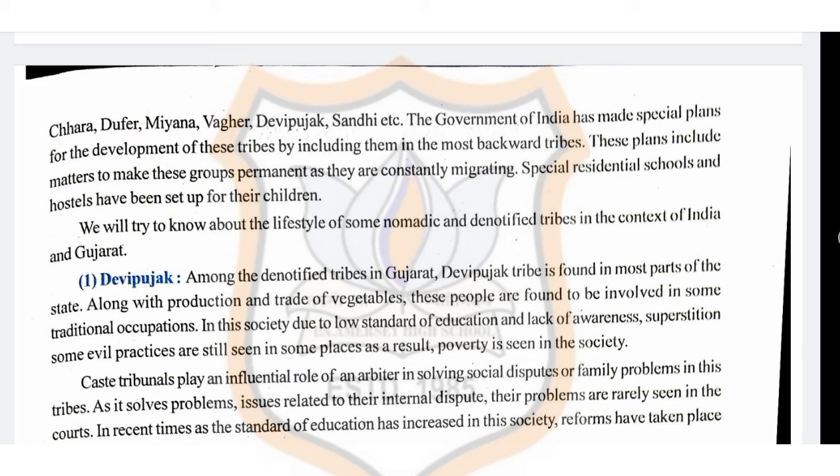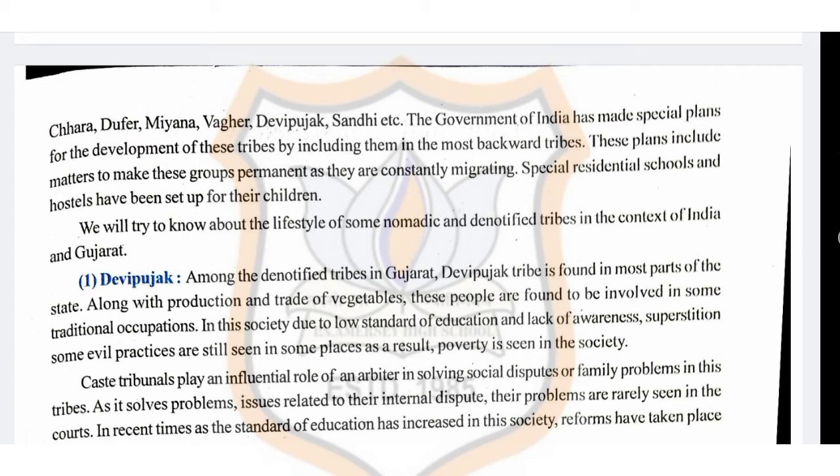The Government of India has made special plans for the development of these tribes by including them in the most backward tribes. These plans include measures to make these groups settle permanently, as they are constantly migrating. Special residential schools and hostels have been set up for their children.